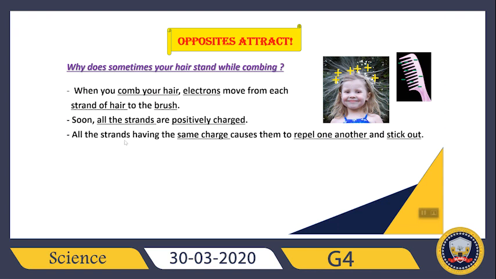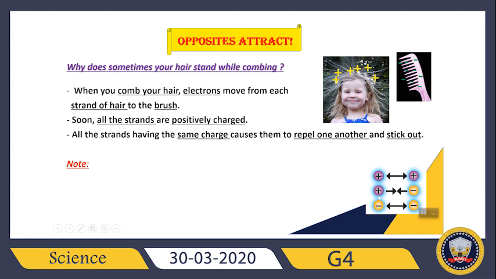So what will happen? All the strands have the same charge, which causes them to repel one another and stick out. Repel one another means push away from each other. So, in general, when the same charges get close to each other, they repel each other. Repel means get away or push away from each other, like positive and positive, or like negative and negative.